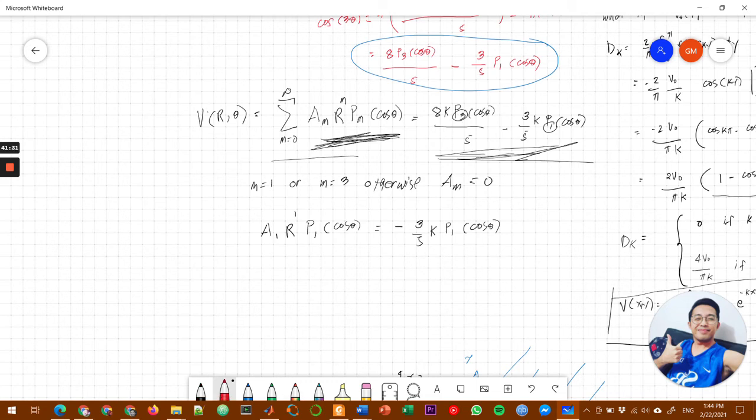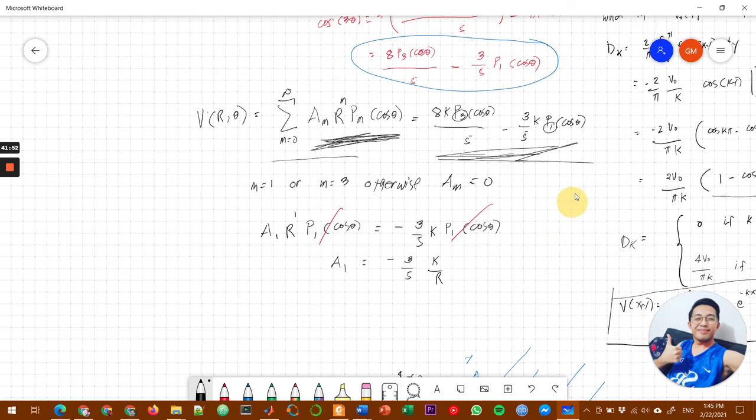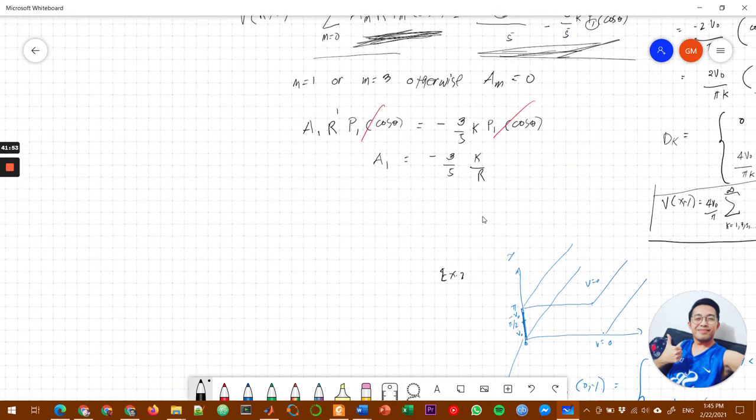Then this cancels out, right? Cancel na siya. So we are left with, ito na i-calculate mo ang a1. a1 is just negative 3 over 5 k over r. Okay, I hope clear na siya. Oops. Balik na sa picture.